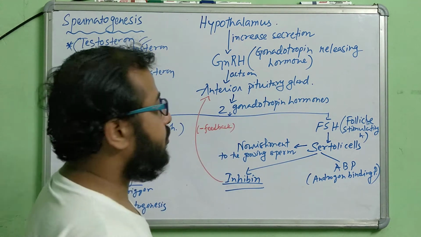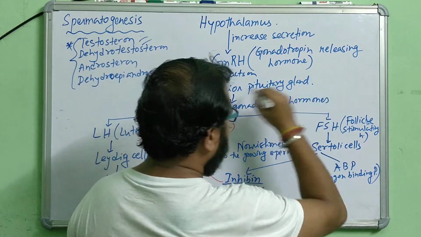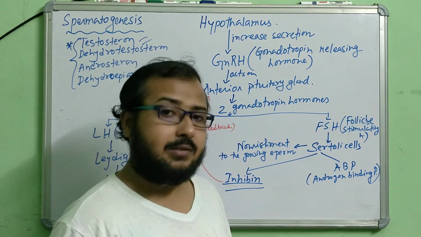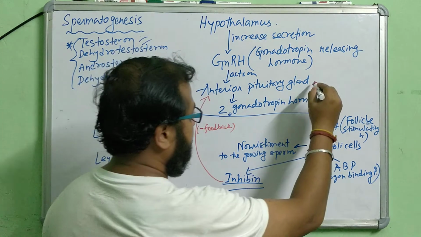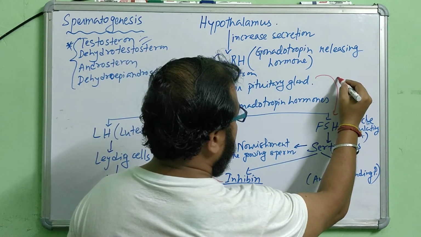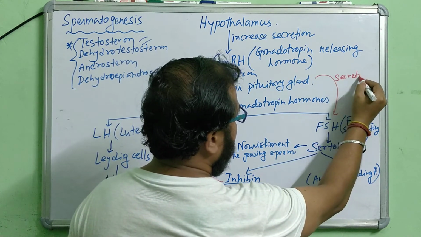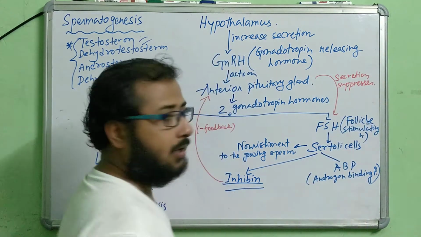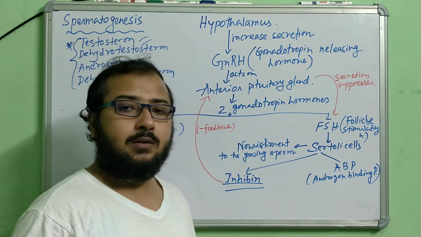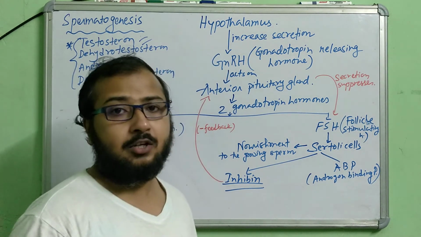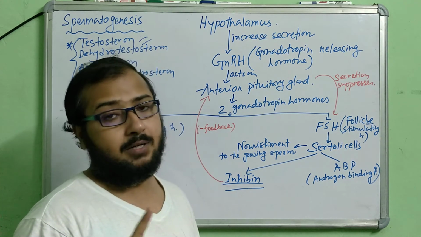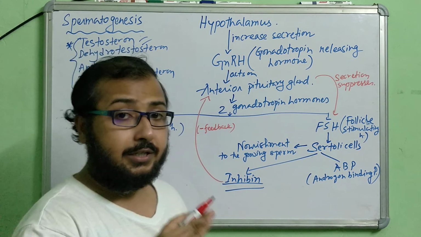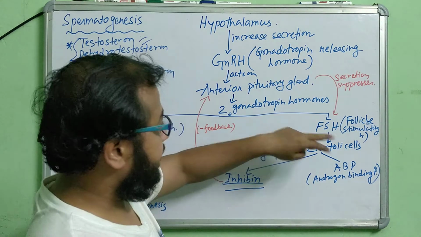As a result, the pituitary gland decreases the secretion, it suppresses the secretion of FSH. So FSH is going to be secreted in a very low amount, and as a result it will decrease the process of spermatogenesis, because of less secretion of FSH.